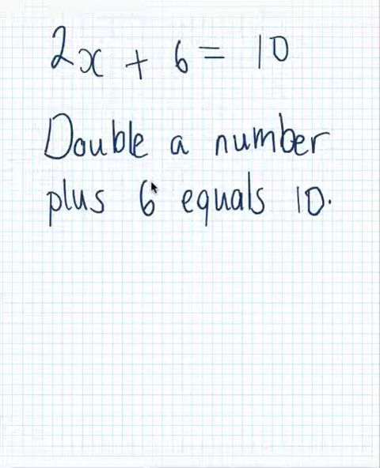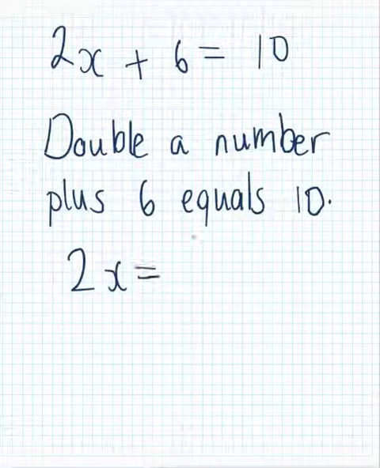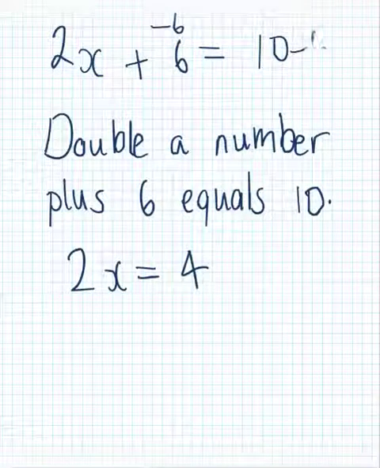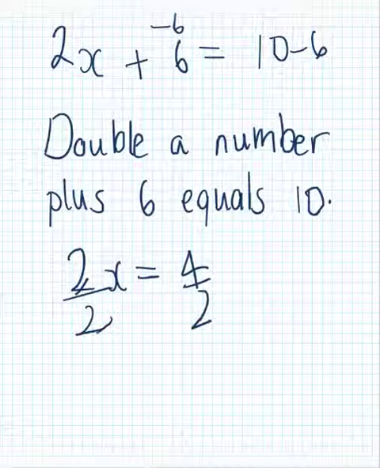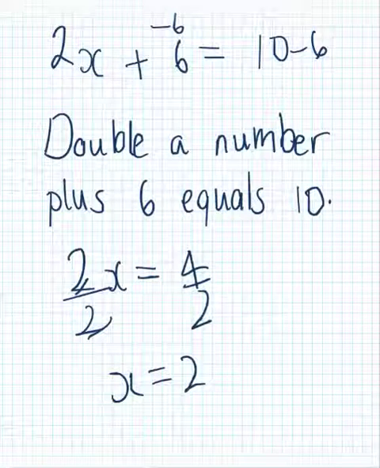And to solve this, you would solve it normally. So you could have 2x equals 10 minus 6, which is 4. So remember, minus 6 on both sides. Divide by 2, and x would equal 2. So the number was 2. So let's double check. If I double a number, so 2 times 2 is 4, plus 6, yep, it equals 10.